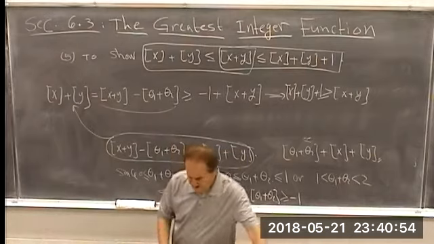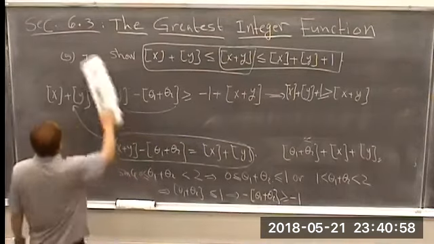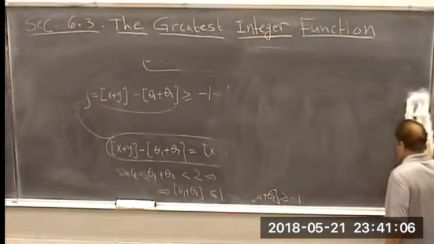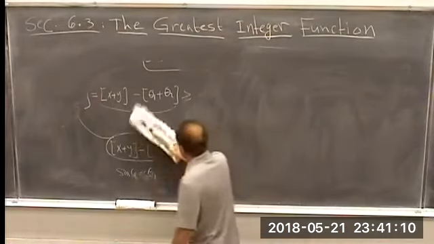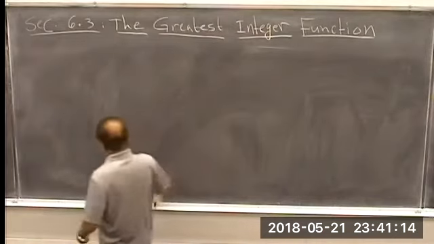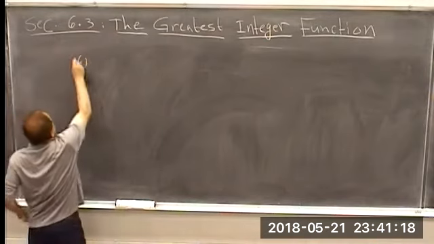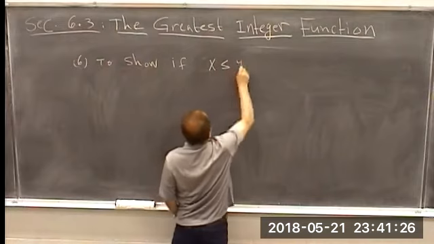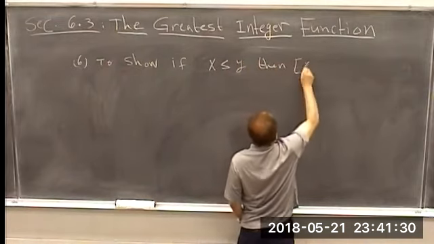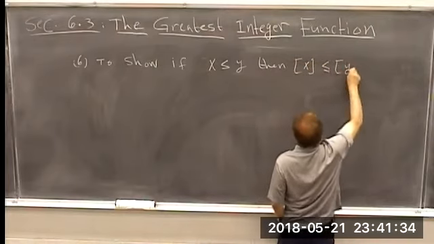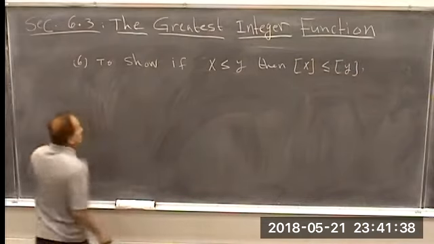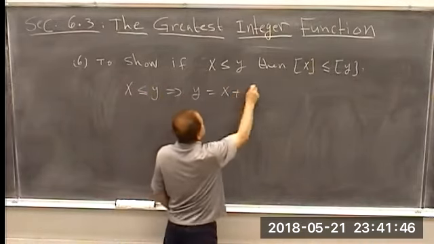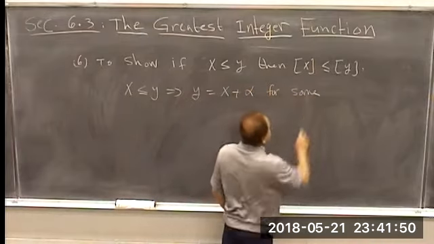All right, let's move on to number 6. Number 6 actually just follows from this immediately. So it has to show that if x is less than or equal to y, then bracket x is less than or equal to bracket y. Well, x less than or equal to y implies that y is equal to x plus alpha for some alpha in R.